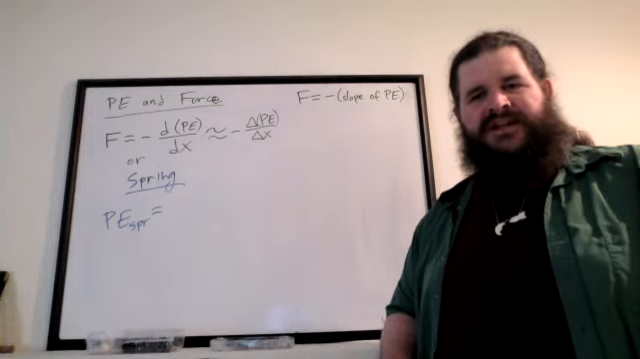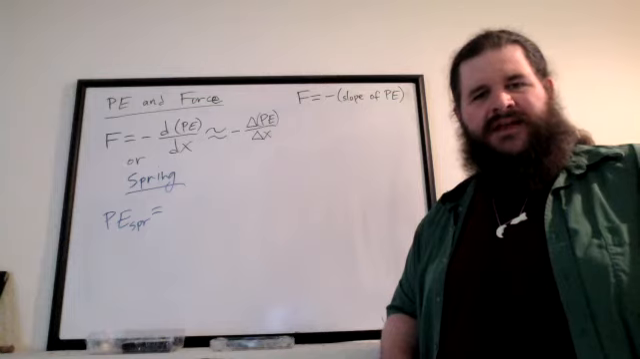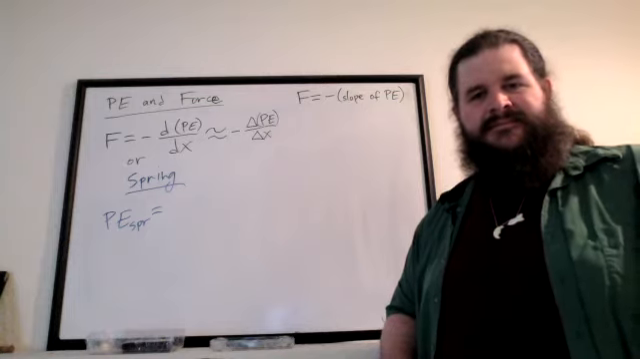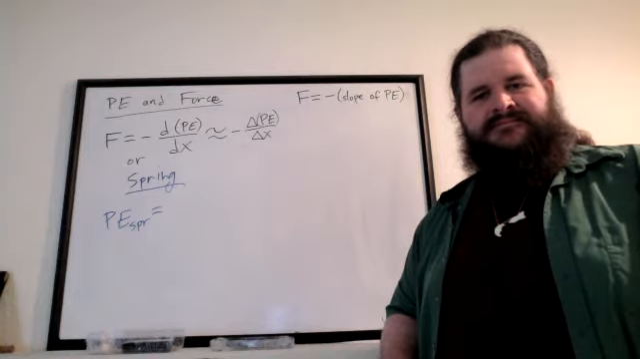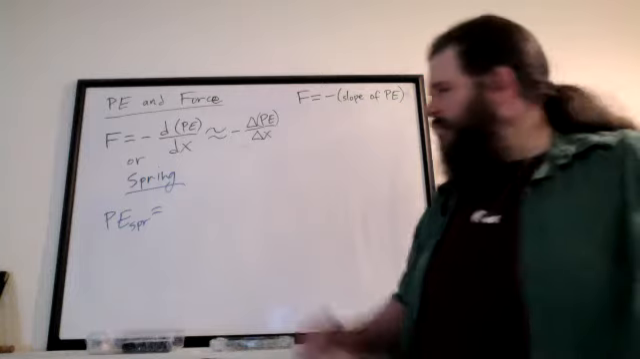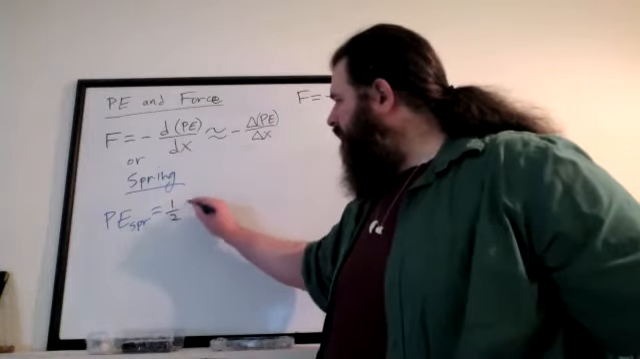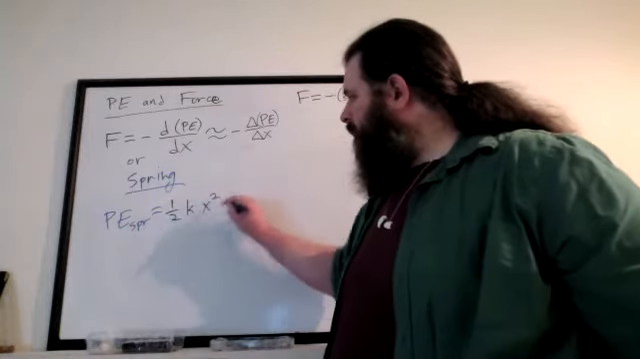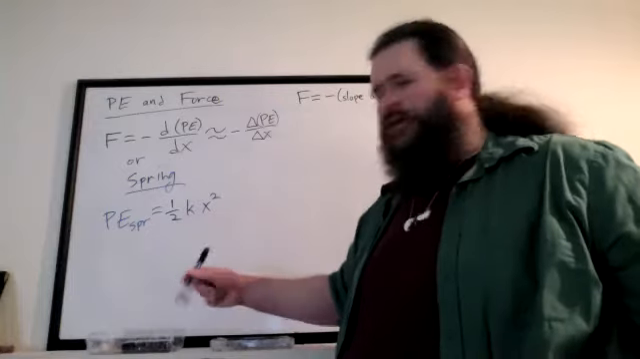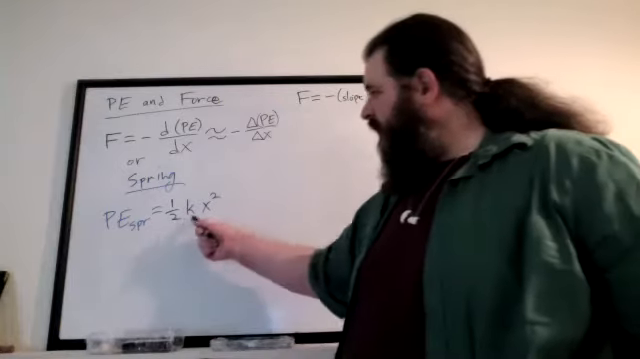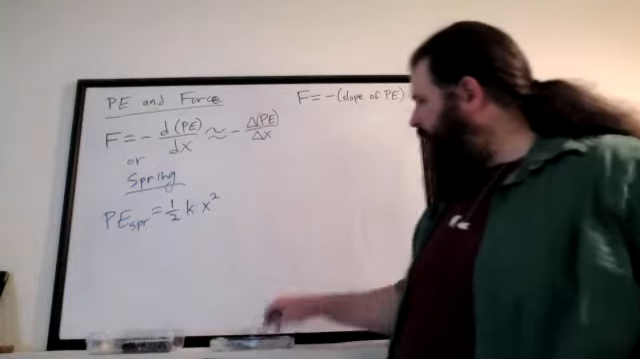Spring potential energy equals, what's our formula for that? Yeah, 1/2 kx squared, where k and 1/2 are both constants. So that's just a constant times x squared.